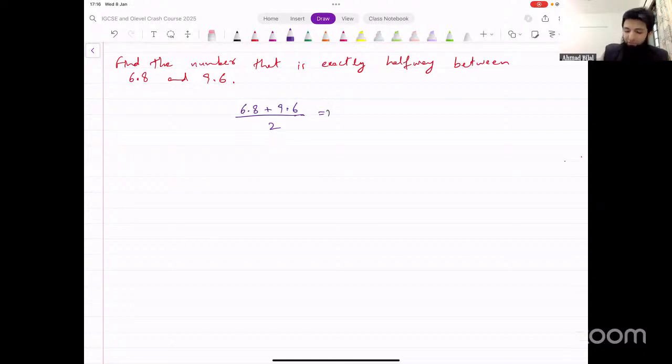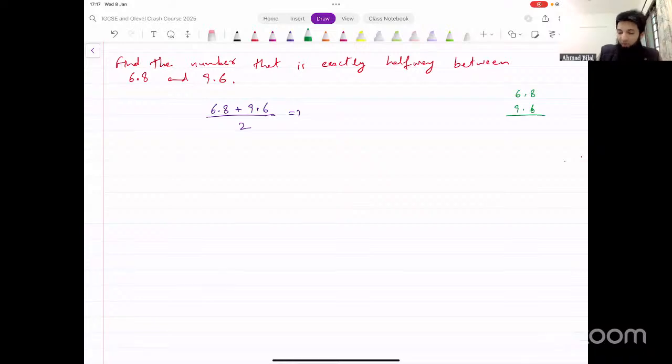Now, first of all, how do you add them up together? You can do it on the side if you want. For addition, remember the decimals have to be aligned. 6.8 plus 9.6. What do you get from that? 8 plus 6 is 14. You get 4 here, and then 1 gets carried here. 7 and 9, that is 16. So this is 16.4. You've got 16.4 in the numerator. In the denominator, you've got 2. And now you need to do this division.